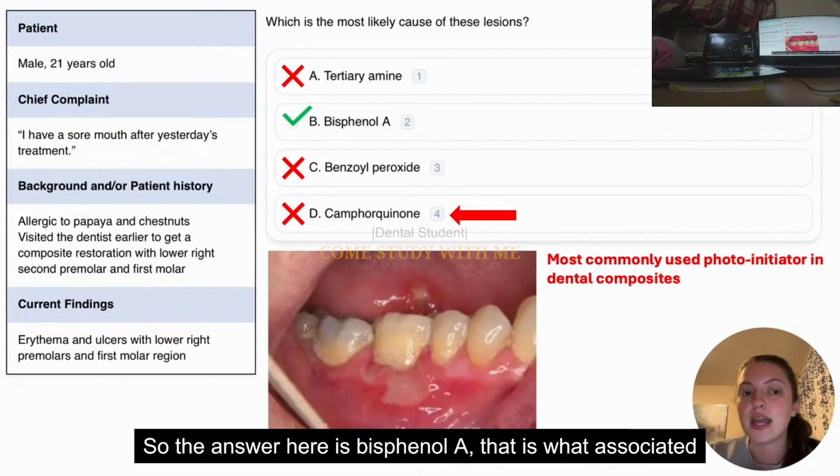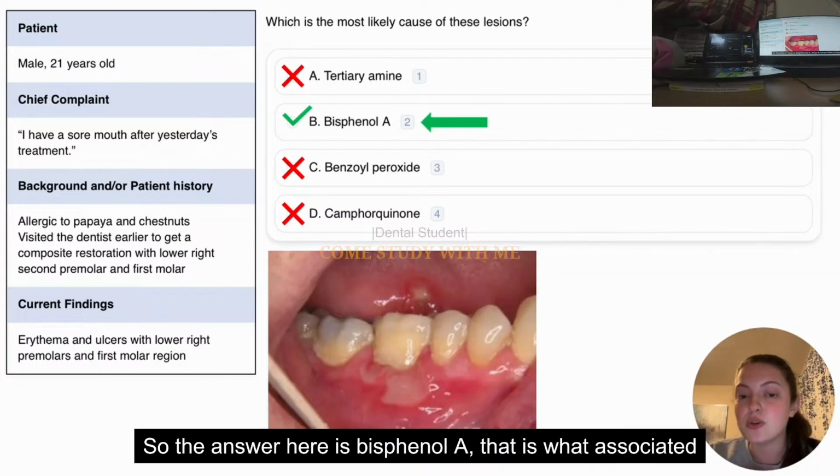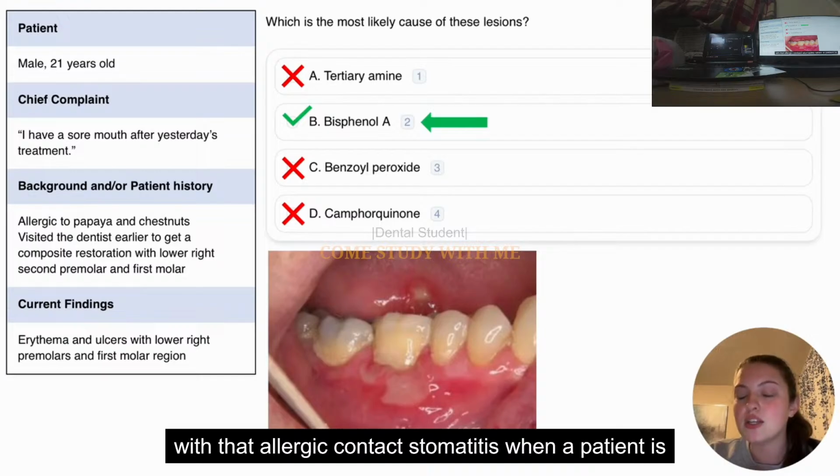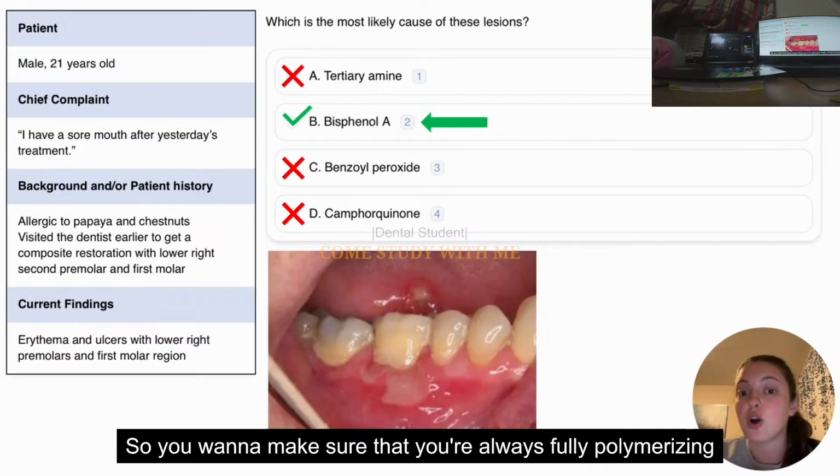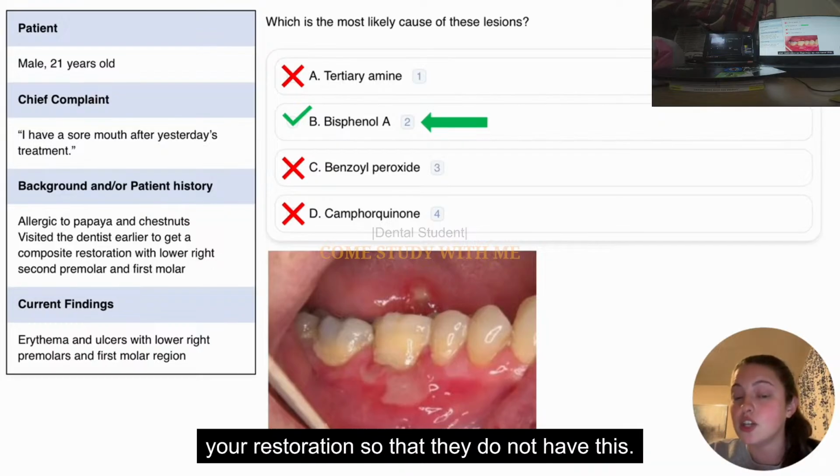But once again, this is not associated with any contact stomatitis. So the answer here is bisphenol A. That is what is associated with allergic contact stomatitis when a patient is having an allergic reaction to their composite restoration. So you want to make sure that you're always fully polymerizing your restoration so that they do not have this.